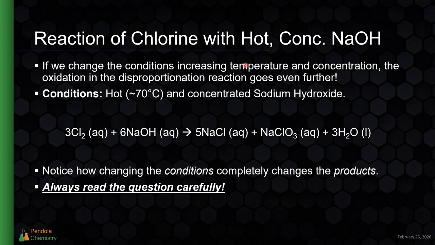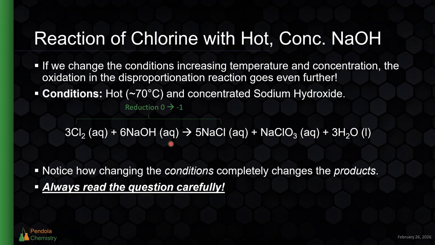If we increase the temperature and the concentration, we still get a disproportionation reaction in this reaction. But that oxidation part of the redox reaction goes even further. So if the conditions are hot, so around 70 degrees Celsius or more, and the sodium hydroxide is concentrated, the chlorine will still react with sodium hydroxide, and it will still create the sodium chloride and the water. But the oxidation reaction will not give us hypochlorite, it will give us sodium chlorate, NaClO3.